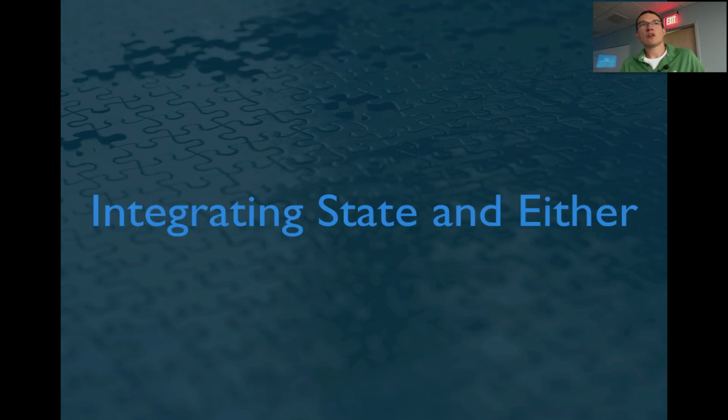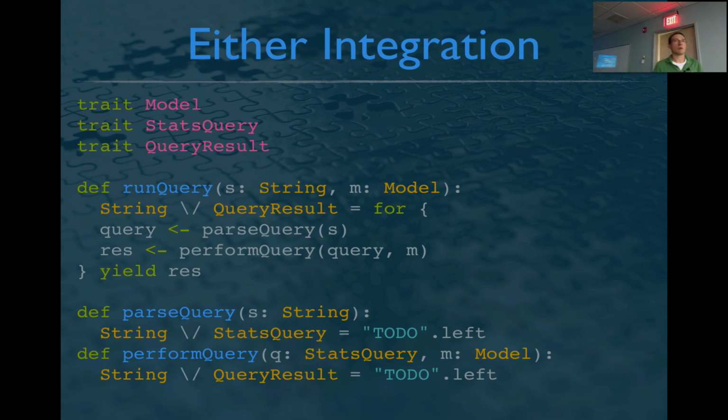Okay, so another thing we can do is integrate state with other things, like Either. So let's look at this code. Completely new example. Not using state, okay? So imagine this. Maybe we've got some type of query service where we can query some model in memory. So I've got some trait called Model, which I'm just deferring the implementation of, right? I'm not worrying about implementing Model right now. I've got some trait called StatsQuery, some trait called QueryResult.